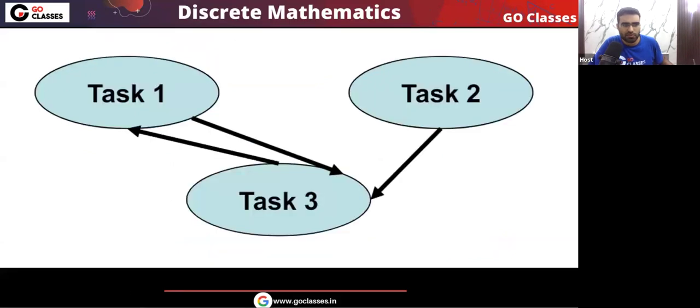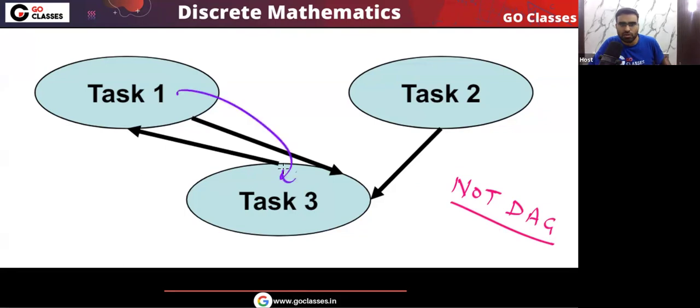Now, what about this graph? Is this a directed graph? Yes, you can see every edge has a direction. From task 2 to task 3, there is an edge, and there is an edge from task 1 to 3, and also from task 3 to 1. Now you tell me, is this a directed acyclic graph? This is not a DAG. What is the reason? Because there is a cycle. You can easily see that you have this kind of cycle.